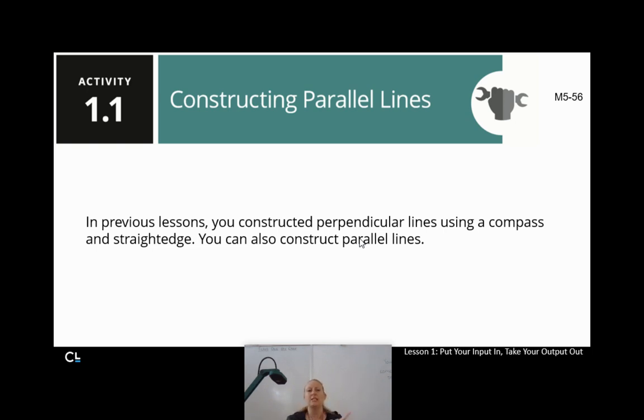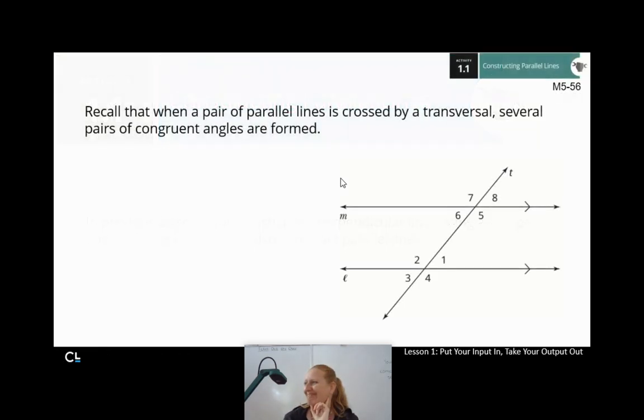In the previous lessons, you constructed perpendicular lines using a compass and a straight edge, right? You used these to make perpendicular lines. You can also use these to construct parallel lines. Yes, you can. It's so magical. Just to remind you, there is more than one way of doing this. I'm going to show you 2 different ways that you can do this. I have my favorites. You might have your favorites too. But I just want to remind you of a few little things.